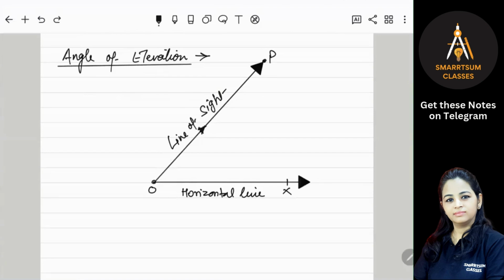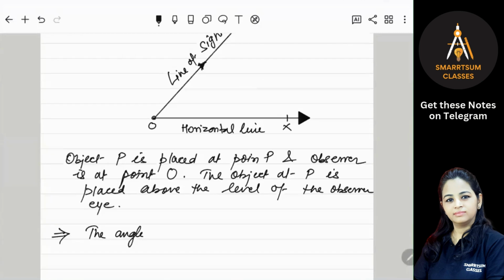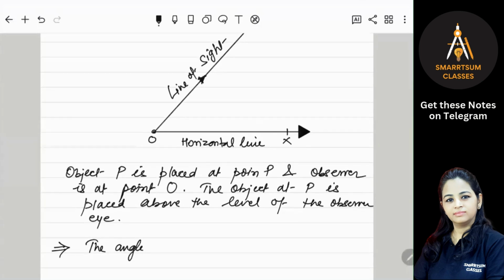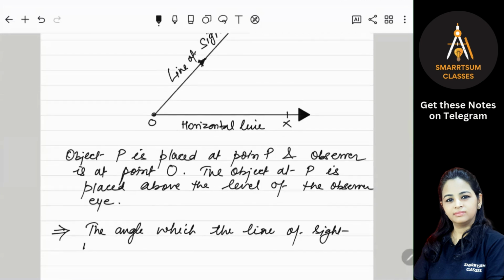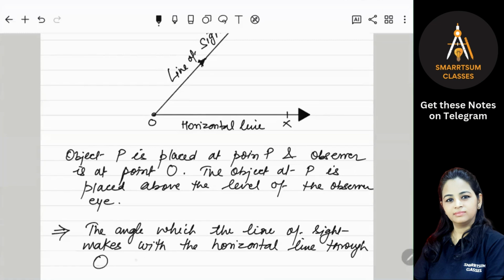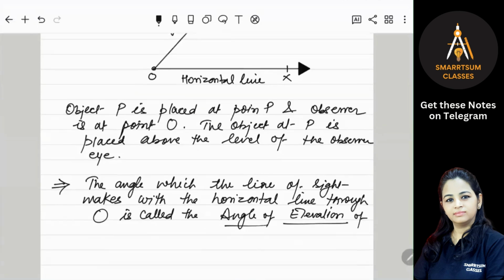So write down. The angle which the line of sight makes with the horizontal line through O is called the angle of elevation of P as seen from O.